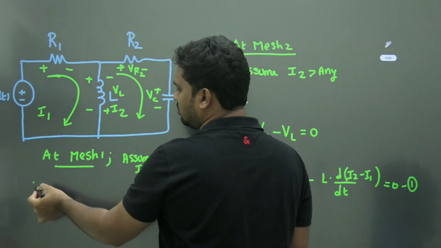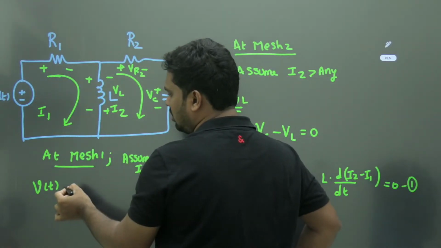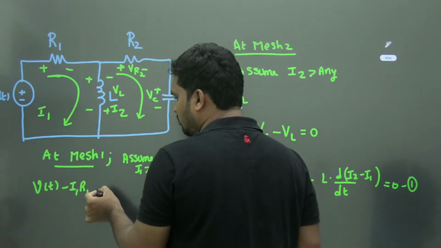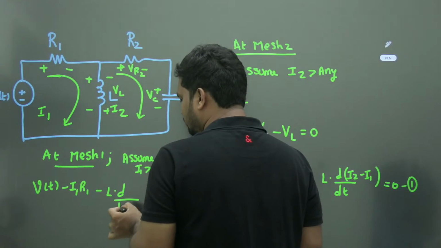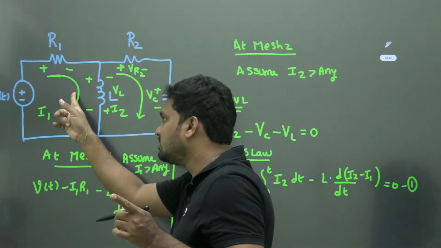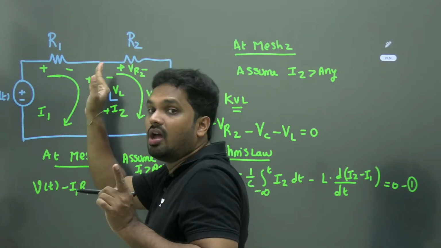Negative to positive V of t. Positive to negative minus I1 R1. Positive to negative minus L into d by dt of. अभी क्या होता है सर? इस डायरेक्शन पे हम इक्वेशन लिख रहे हैं ना सर. I1, when you are in this loop, you should write I1 minus I2.